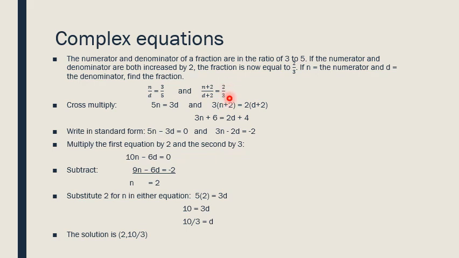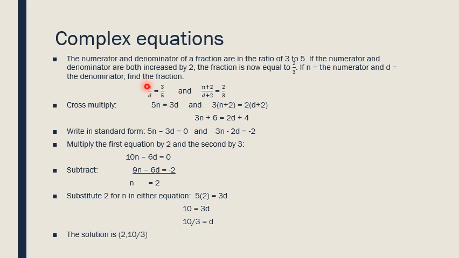If n is the numerator and d is the denominator, find the fraction. Okay, so I've got a setup on the left and a setup on the right for two different situations using the same numbers. That means I've got a system of equations that I need to solve, but they're not really in equation form. Remember, if I have two fractions or ratios equal to each other, that's called a proportion, and I can cross multiply to make that an equation.